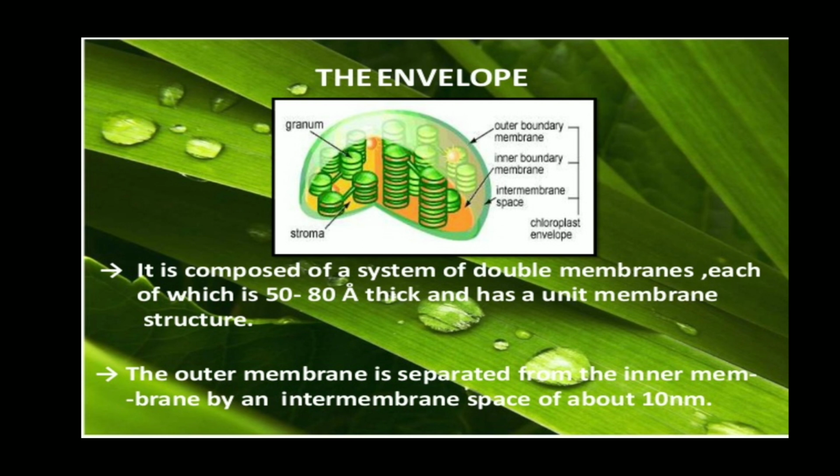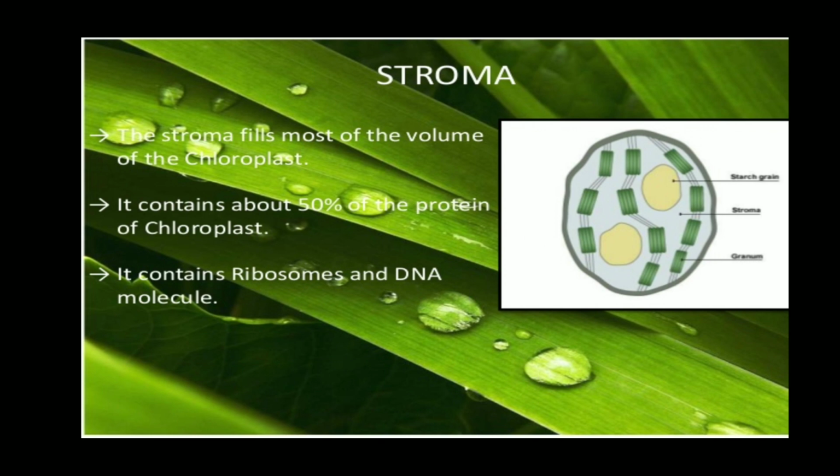Then the next component of the chloroplast is the stroma. So here you can see in this picture the gel-like semi-solid substance that is called the stroma, right? So this stroma fills most of the volume of the chloroplast, as it contains about 50% of the proteins of the chloroplast, right? So you know this chloroplast has its own genome, its own DNA, so that DNA can be transcribed as well as translated to form proteins, and these proteins are just floating in the stroma, right?